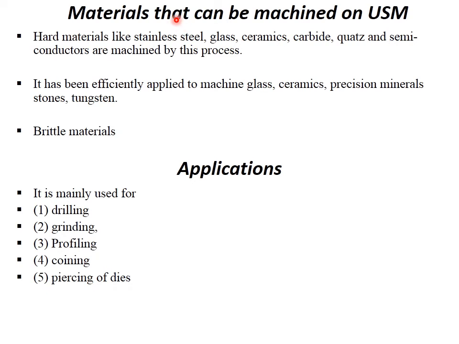So all materials can be machined: metallic materials, ceramic, right? Even glass can be machined. Brittle material, there is no issue. So USM has no limitation as far as the type of material is concerned. Applications: you can do all the operations like drilling, grinding, profiling or milling, coining, meaning embossing, and piercing in dies of metal forming.